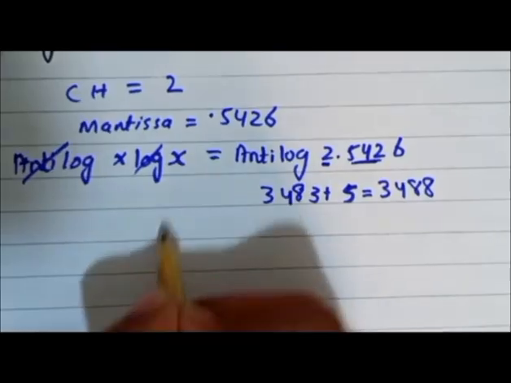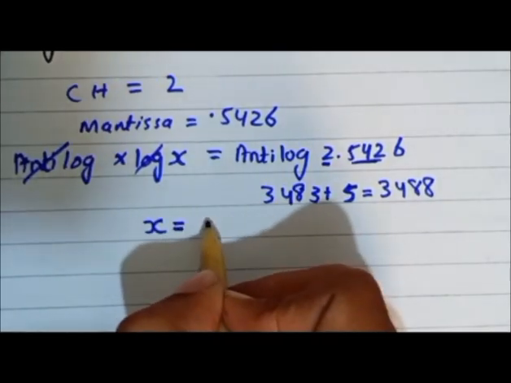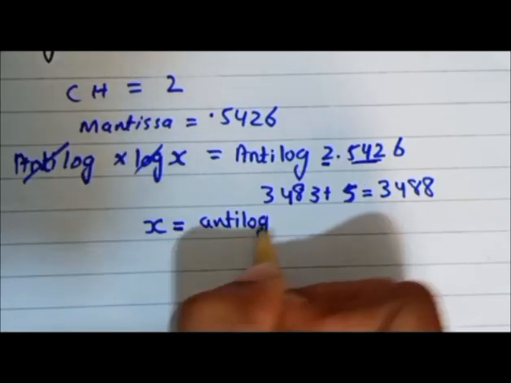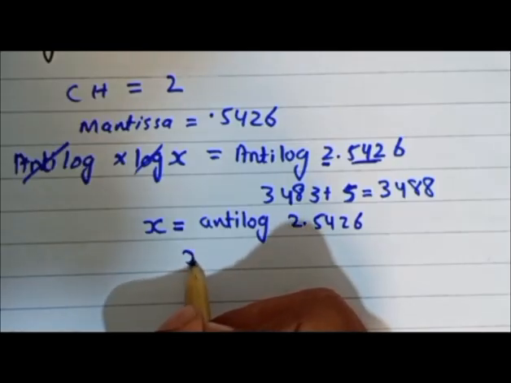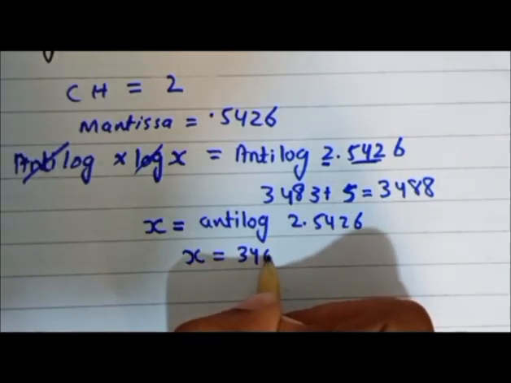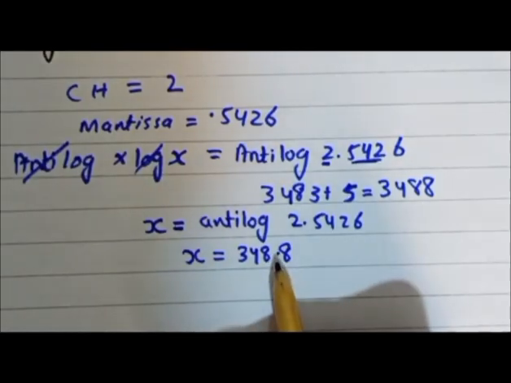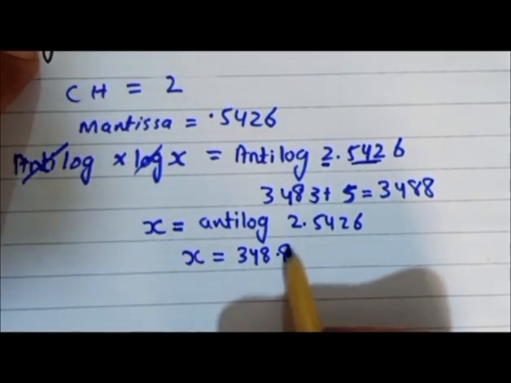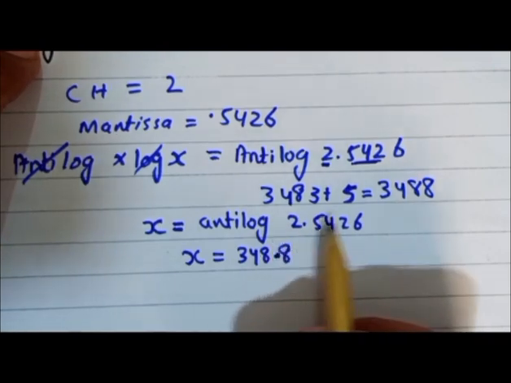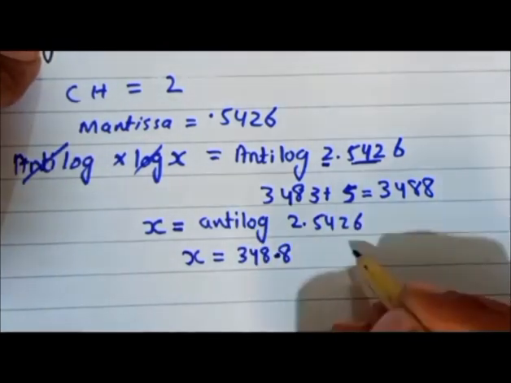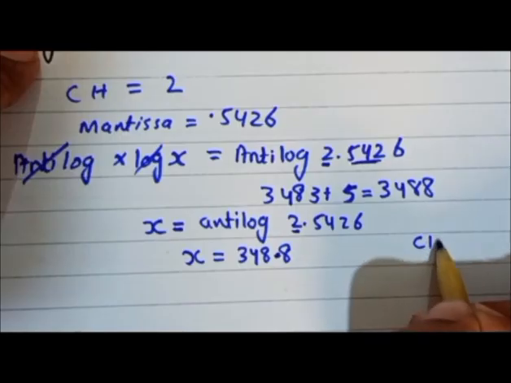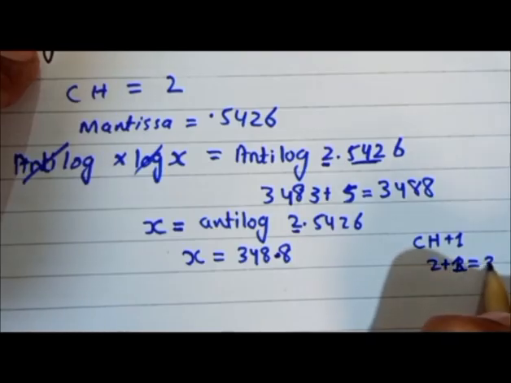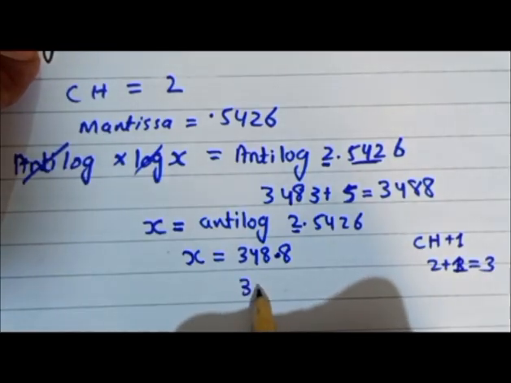So now x is equal to anti-log of 2.5426, which is 3488. Now I am supposed to put the decimal point. For putting the decimal point, I need to go through the characteristic. This is my characteristic. I already told you the formula, characteristic plus 1. So 2 plus 1 is 3, and I will put the decimal point after 3 digits.